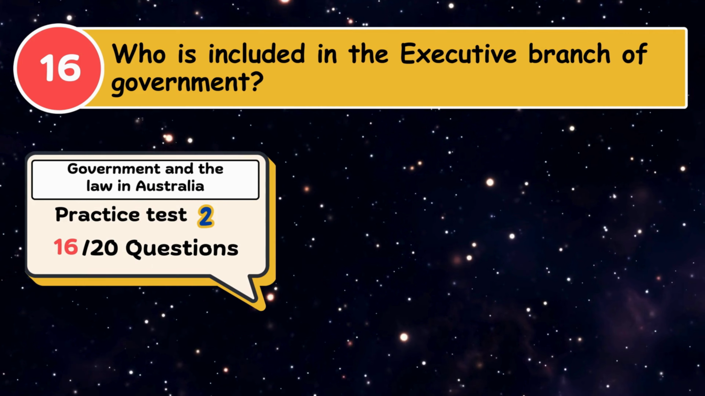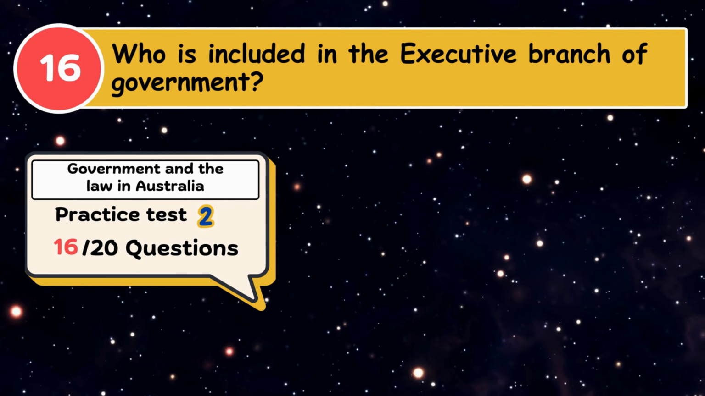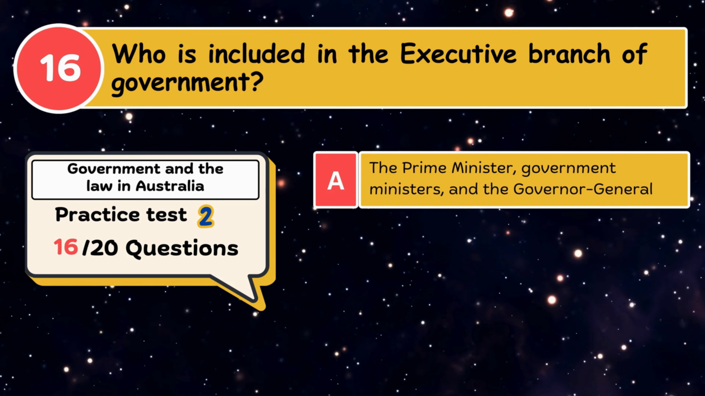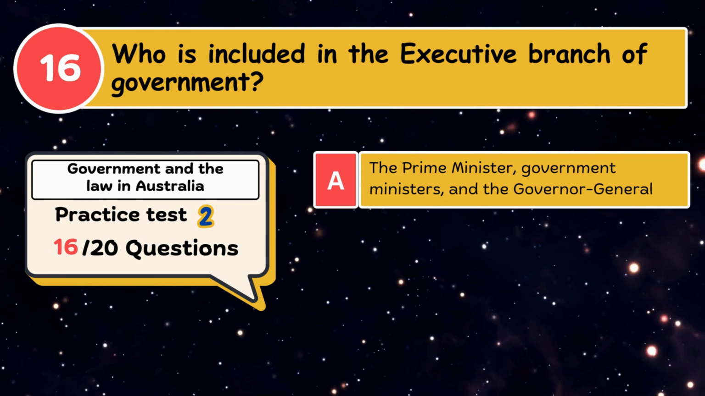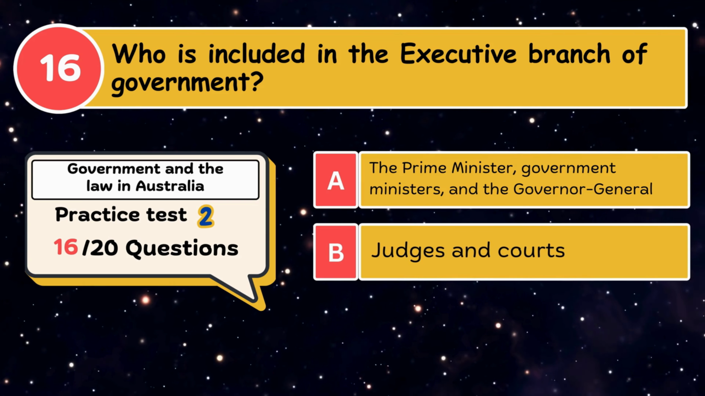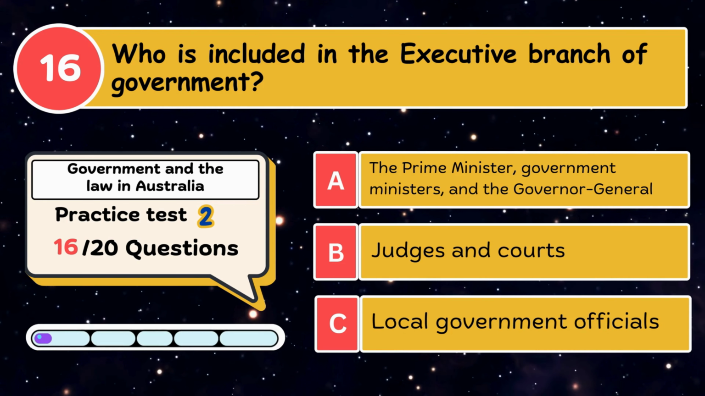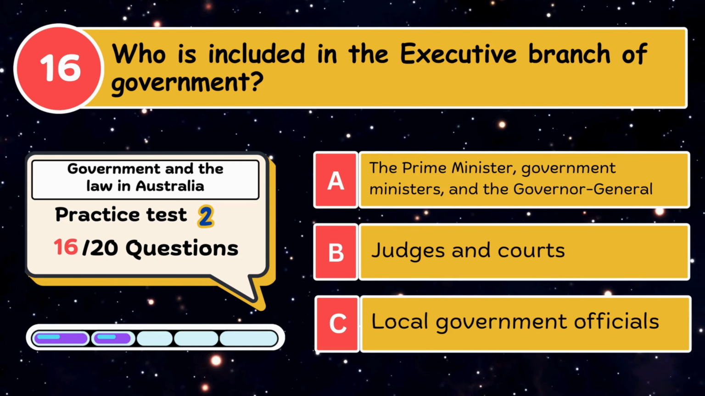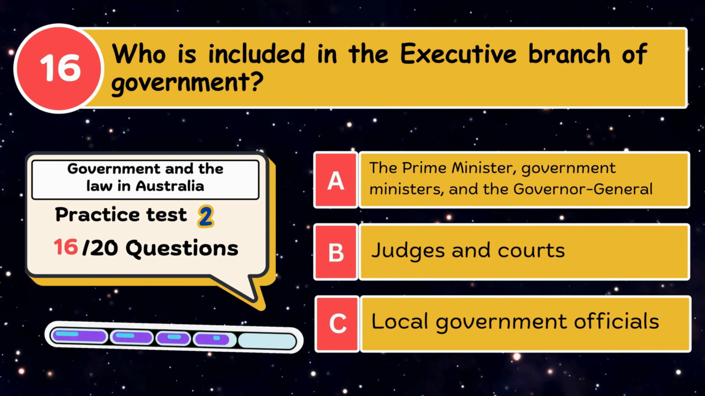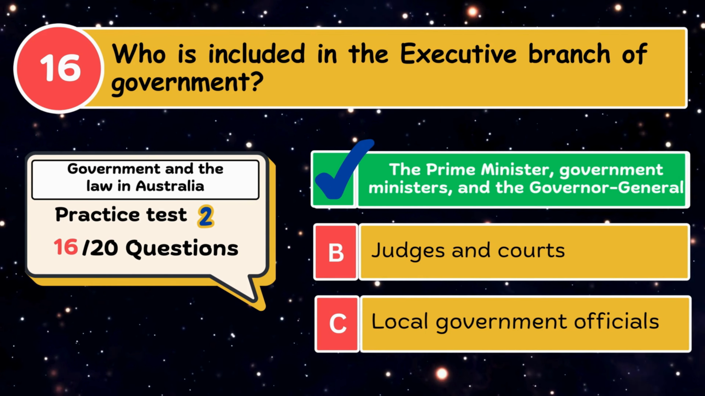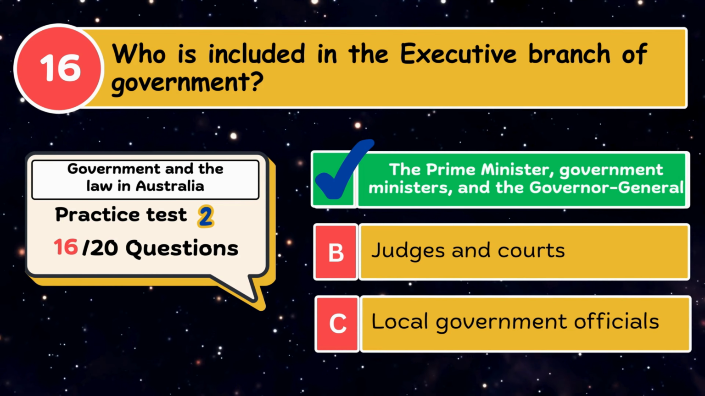Who is included in the executive branch of government? A, the Prime Minister, government ministers, and the Governor-General. B, judges and courts. C, local government officials. The correct answer is the Prime Minister, government ministers, and the Governor-General.